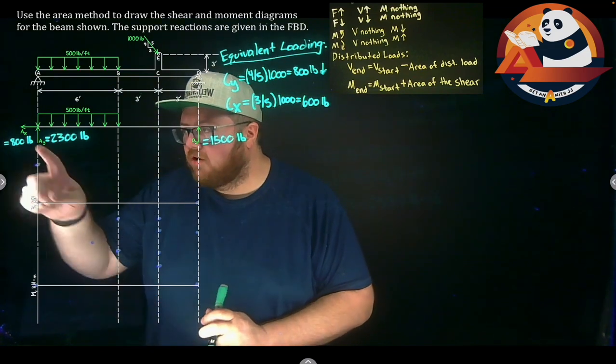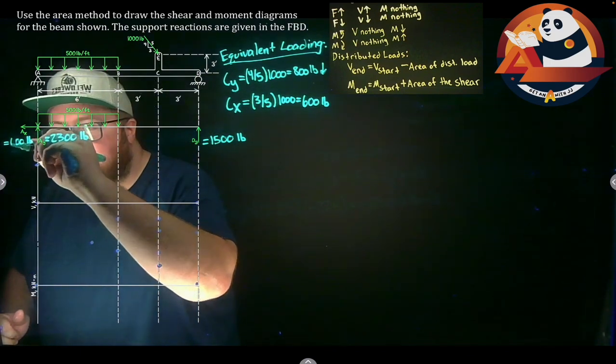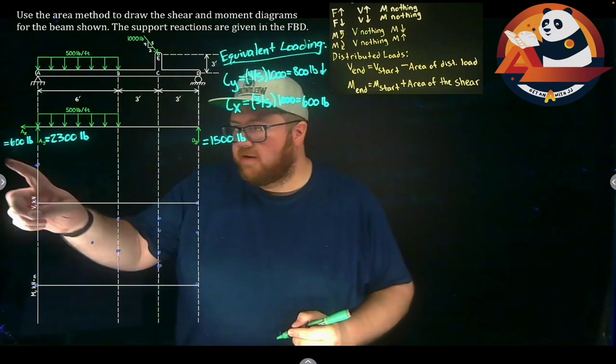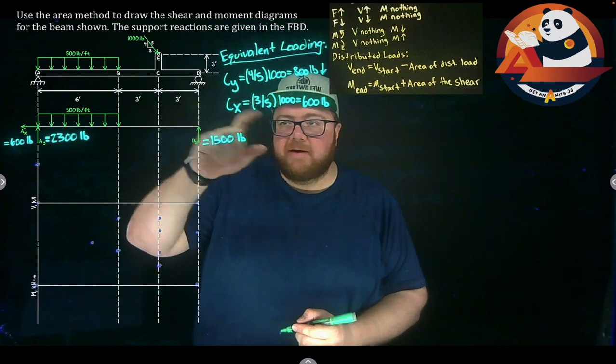Also, my AX, I totally wrote 800. I just grabbed the wrong number. That should be a 600. Let's update that really quick. It's not going to impact our problem, but let's make it right. But from here, I have my CX and my CY.